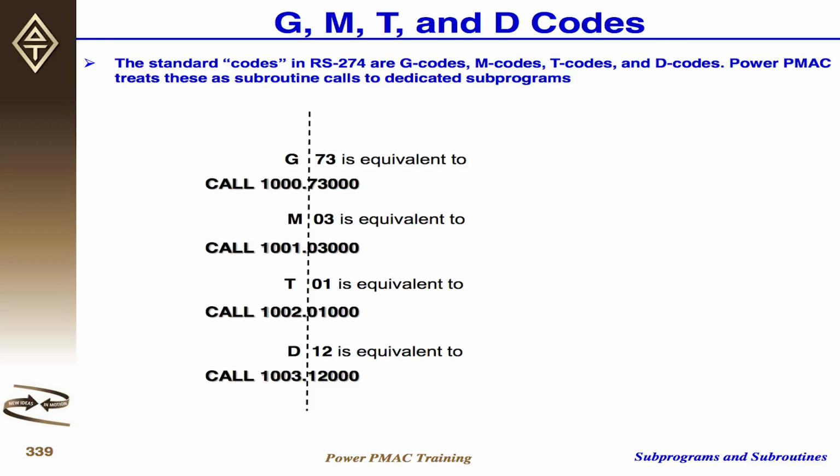So G73, for example, is equivalent to call subprogram 1,000, line number 73,000. M03 is equivalent to call subprogram 1001 and go to line number 3000. T01 will be equal to call subprogram 1002 and go to line number 1000. D, go to subprogram 1003, line number 12,000. So you times with 1,000 after the letter to find the line number.